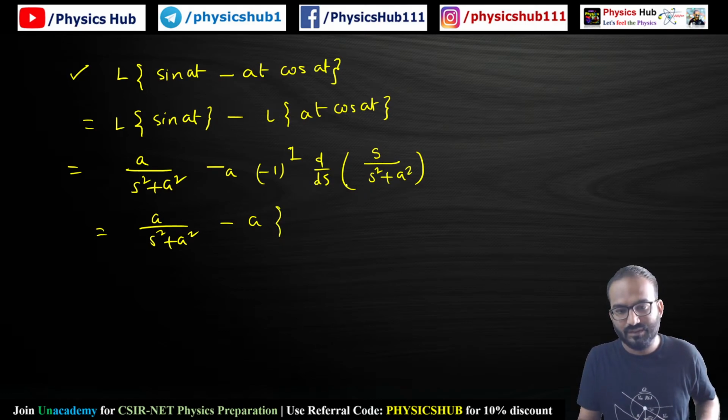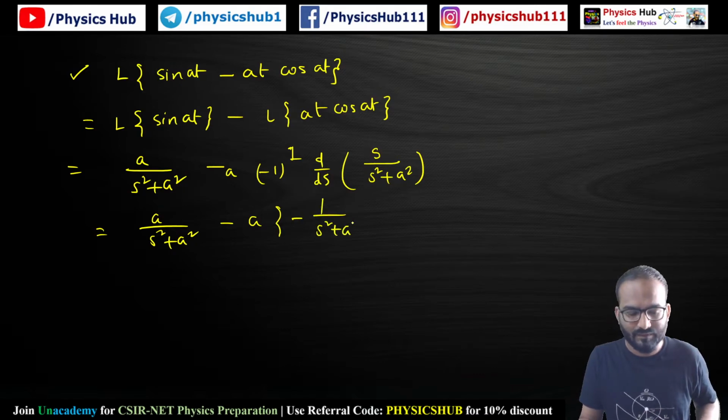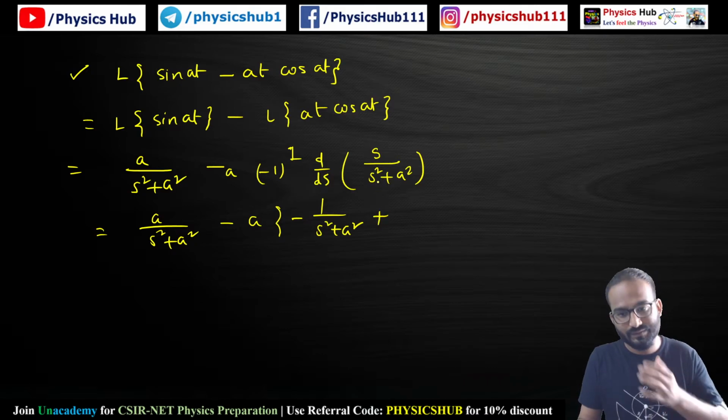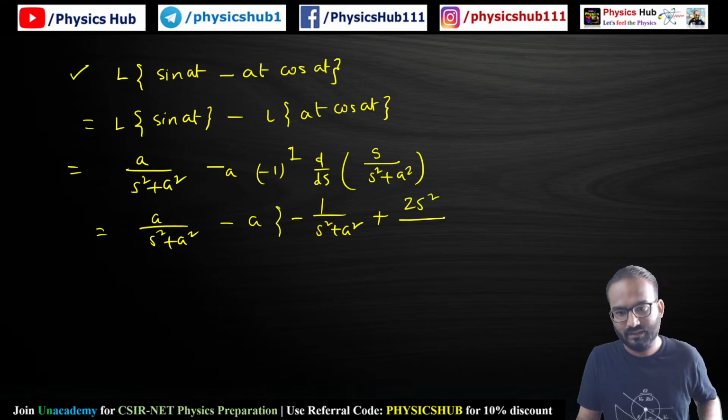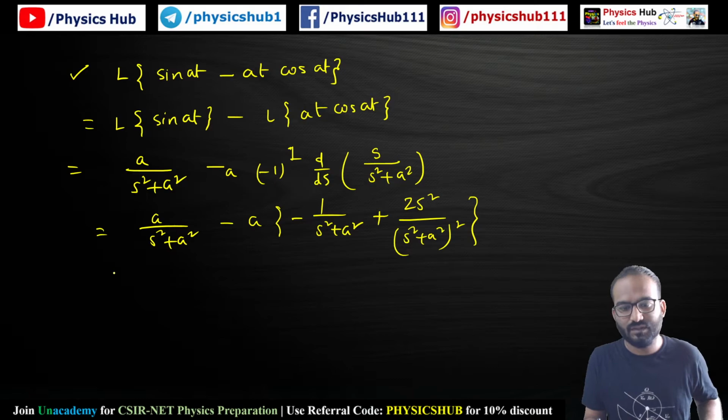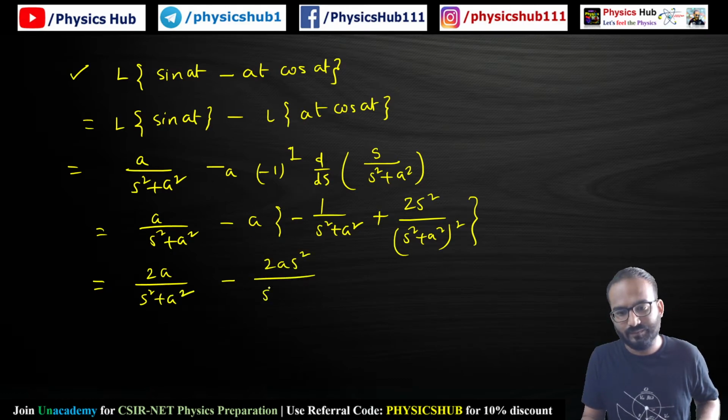First of all, take this one. The derivative of s is 1, so minus 1 by s square plus a square, and in the next term a minus minus plus will be there, and 2s will come, 2s into s, 2s square divided by s square plus a square whole square. It will come out like this. So as you can see, this a by s square plus a square, here also you will get a by s square plus a square, that is making 2a by s square plus a square, and minus 2a s square divided by s square plus a square whole square.